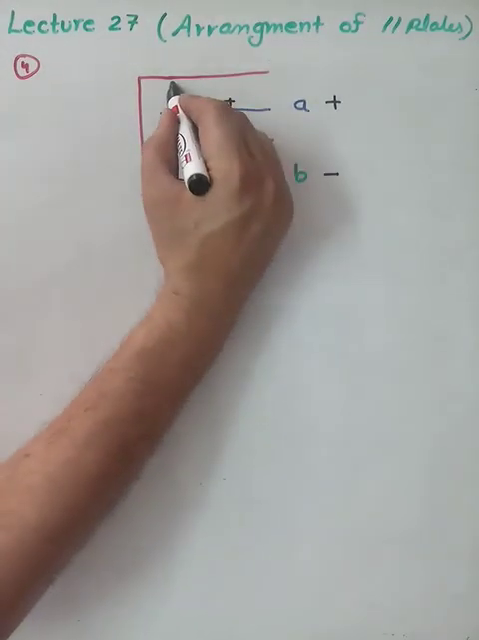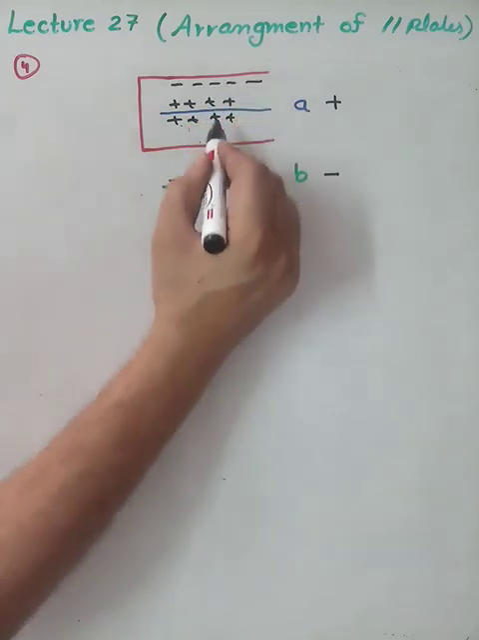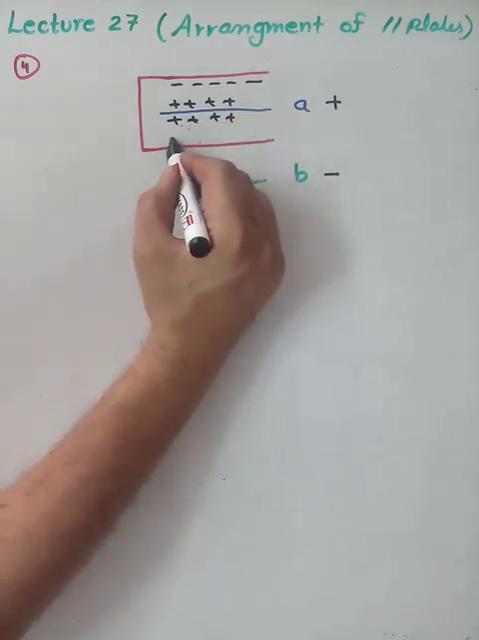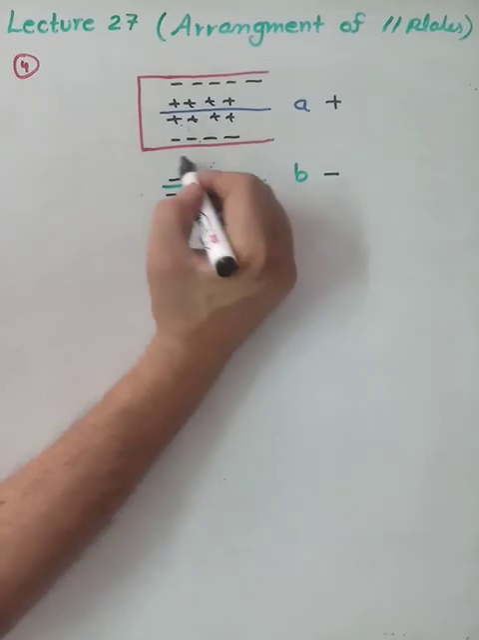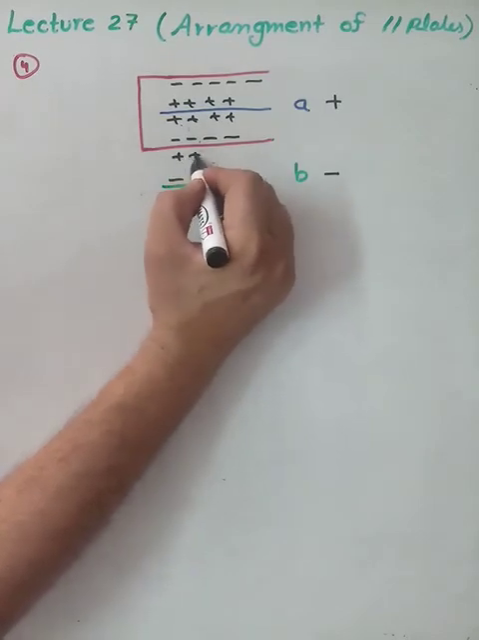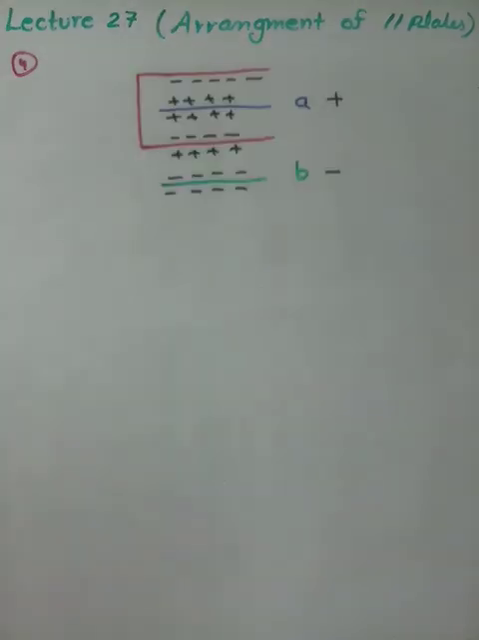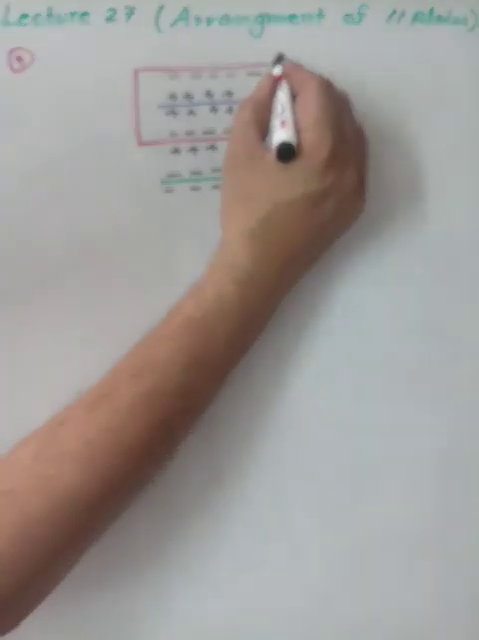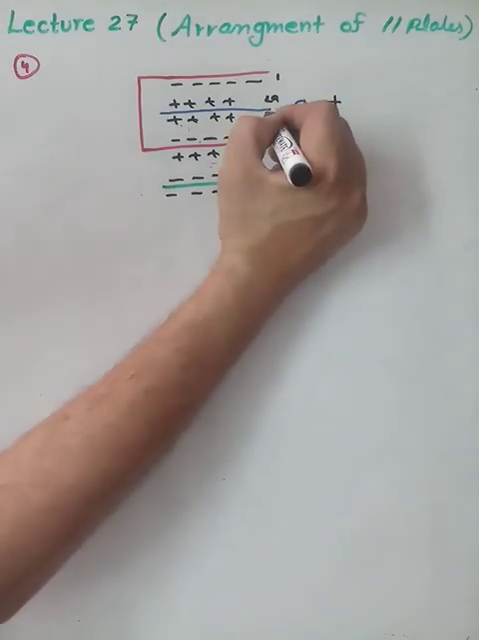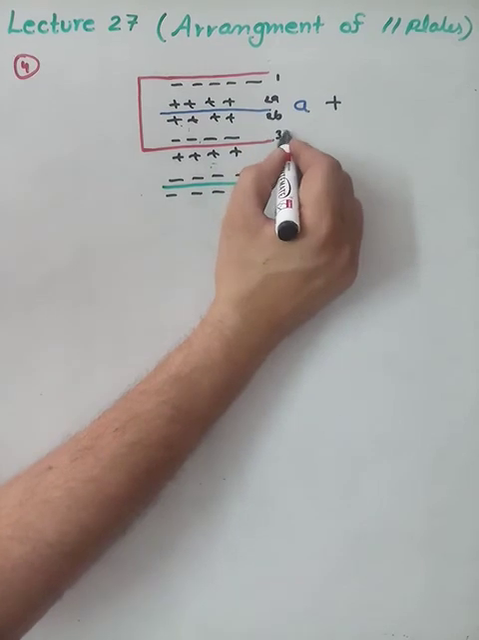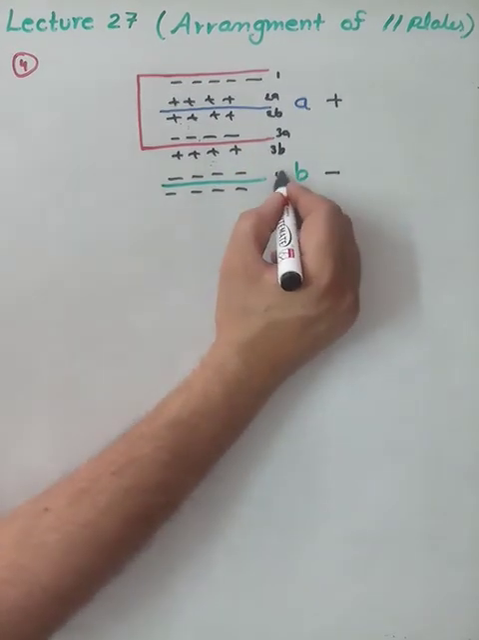In front of this positive, this charge will be negative. A is positive, so in front of it, what will there be? Negative. But on this side we have positive charge. Let us give the numbers: this is 1, 2A, 2B, 3A, 3B, and this number is 4.